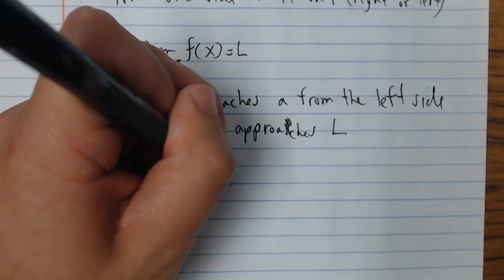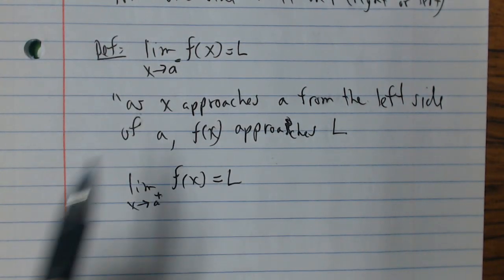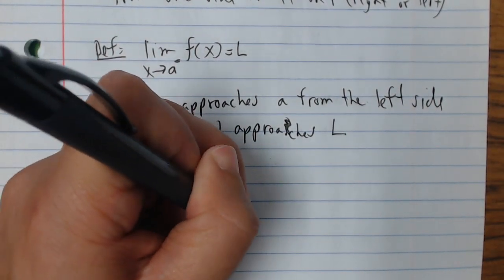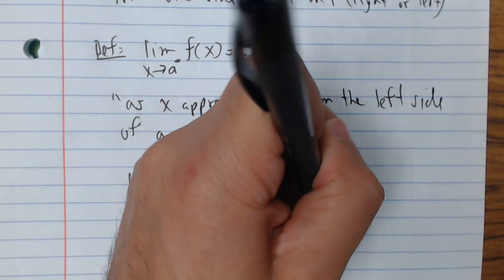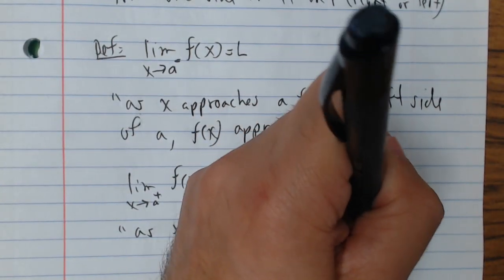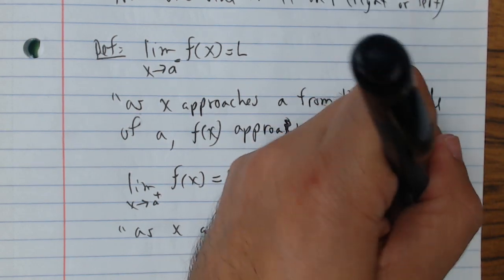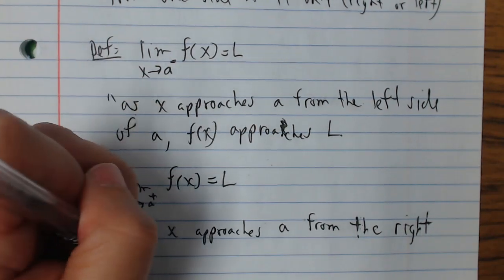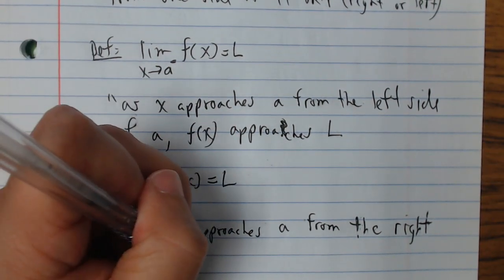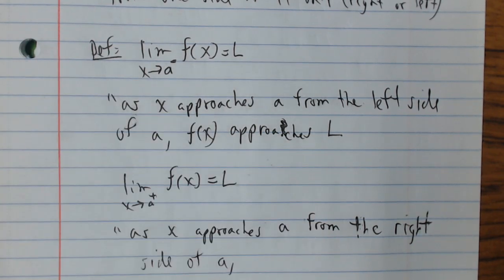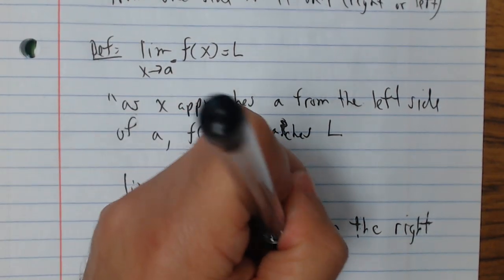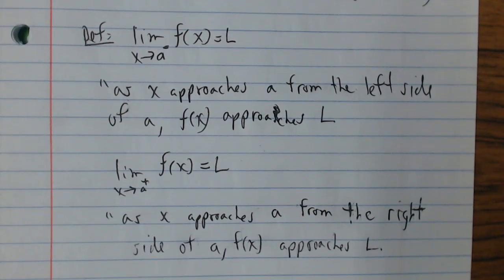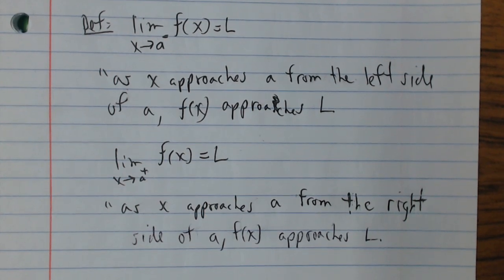So this one is pretty much saying the same thing as above. So we could say, look, as x approaches a from the right side of a, f of x approaches L. Okay, so that's basically what one-sided limits look like.